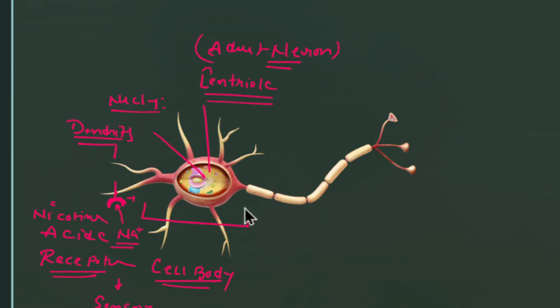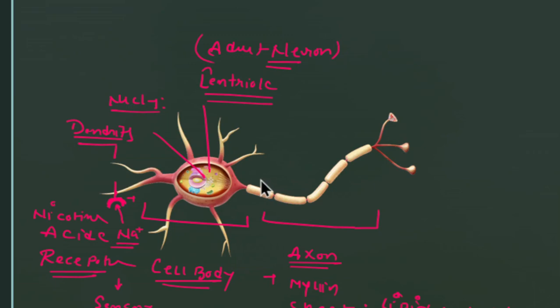And this part is the axon. The axon part is rich in myelin sheath. What is the myelin sheath? Myelin sheath acts as an insulator. Why? Because it is rich in lipid molecules. The composition of lipid molecules as compared to protein or carbohydrate is more. So this is rich in lipid molecules and acts as an insulator.